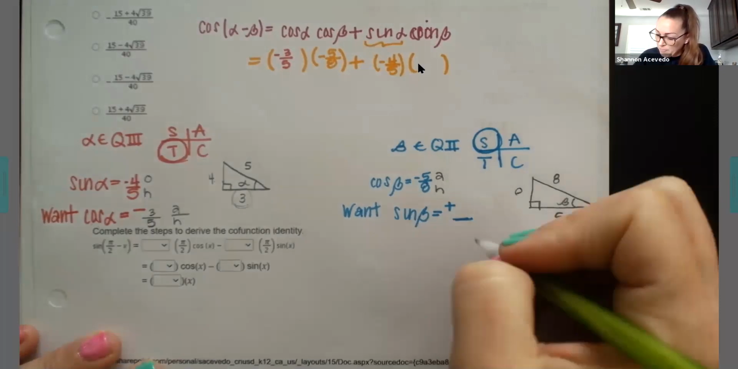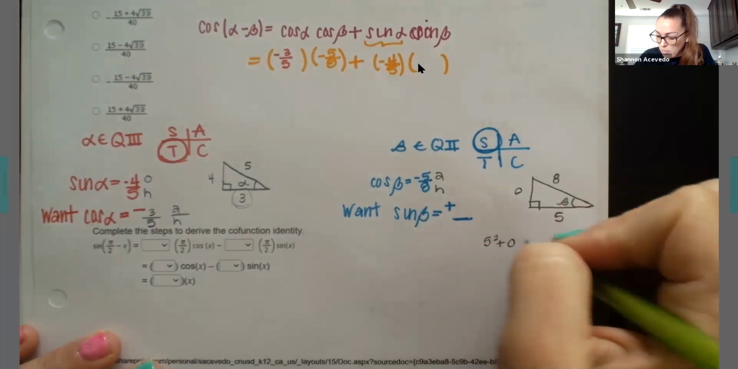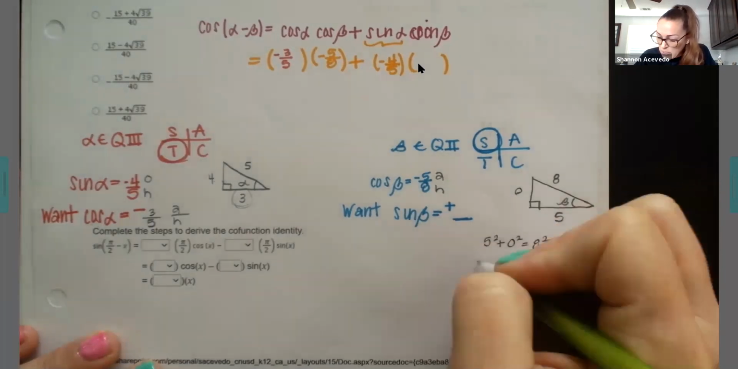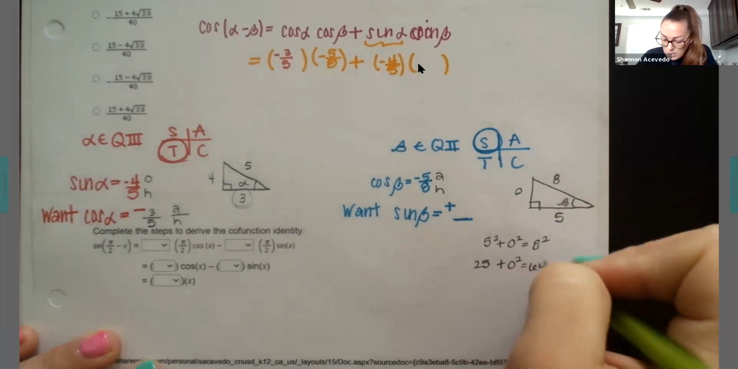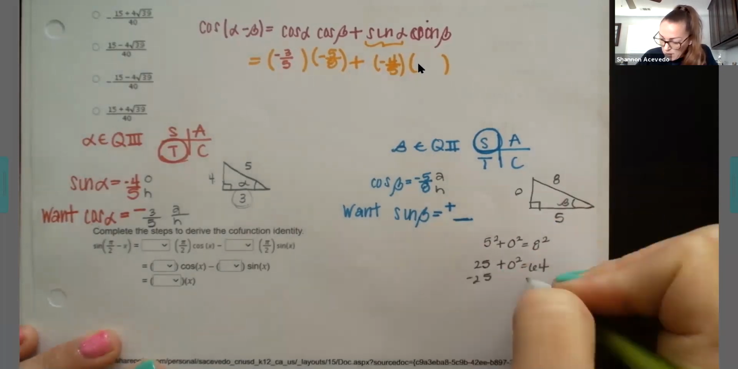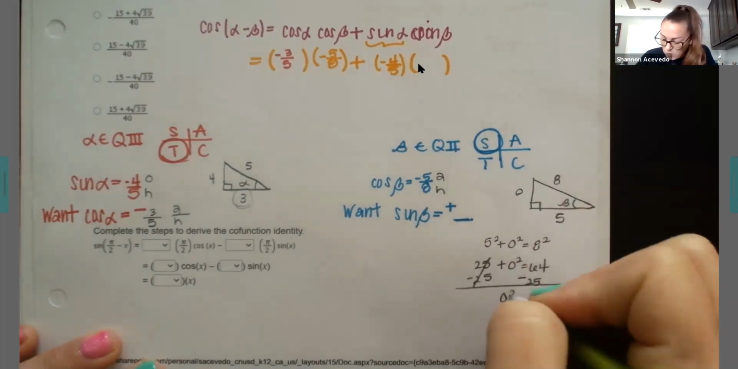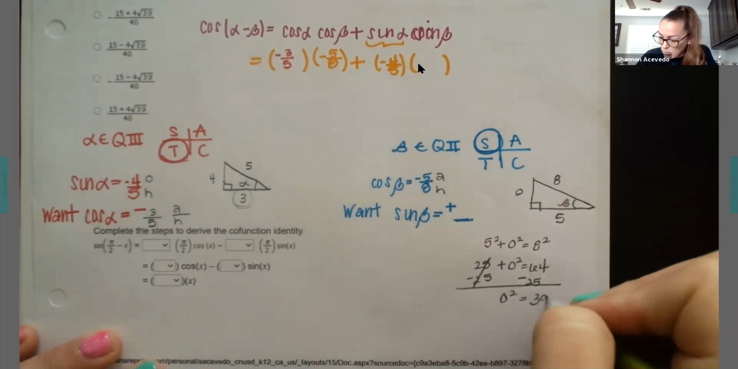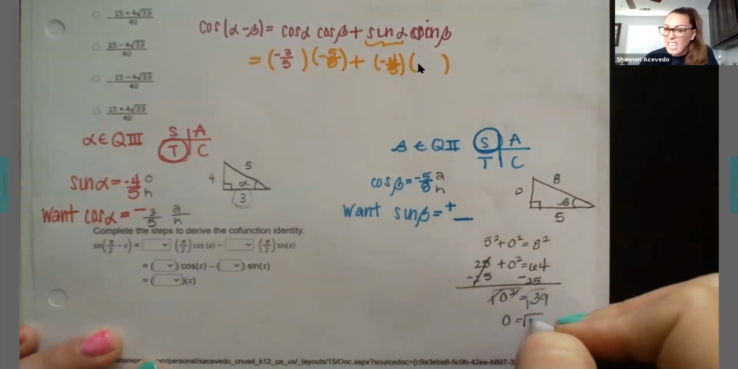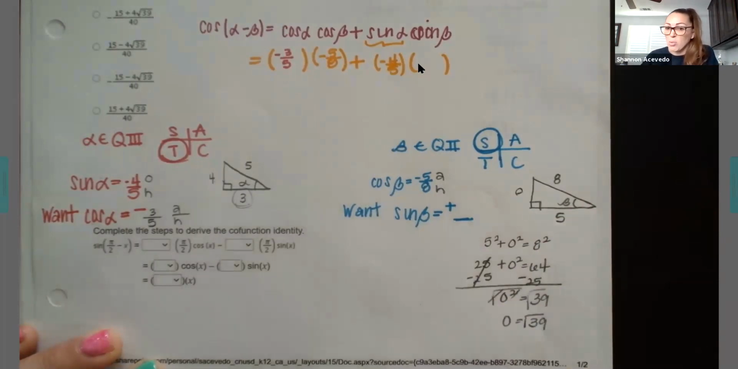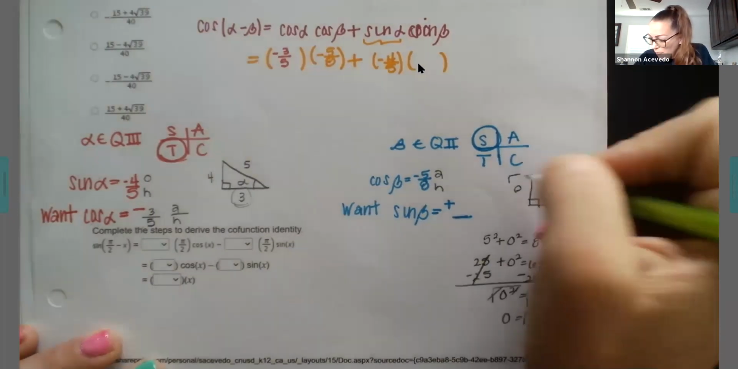So I know that 5 squared plus my opposite side squared is equal to 8 squared. 25 plus my opposite side squared is equal to 64. Subtract 25 from both sides, and I get my opposite side squared is equal to 39. Take the square root. My opposite side is the square root of 39. I can't simplify that at all. It's 3 times 13. Those are both prime numbers. So this is just going to be the square root of 39.